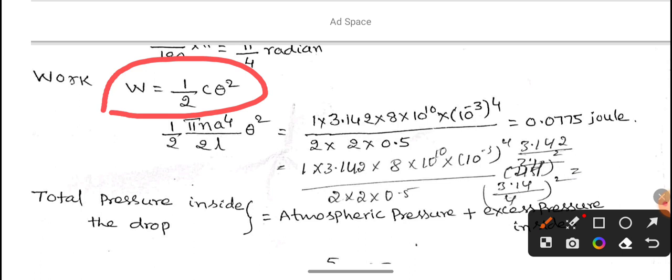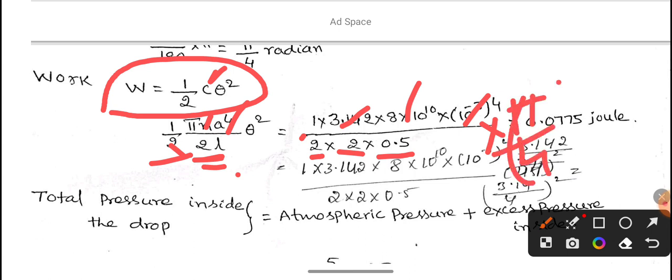C is the couple, and the couple per unit twist can be given by the relation C is equal to pi into rigidity modulus n into radius a to the power of 4 divided by 2L. After substituting, pi is 3.14, rigidity modulus is 8 into 10 to the power of 10, radius is 10 to the power of minus 3 to the power of 4, and 2 into L, L is 0.5 meter, into theta square, that is pi by 4 whole square.